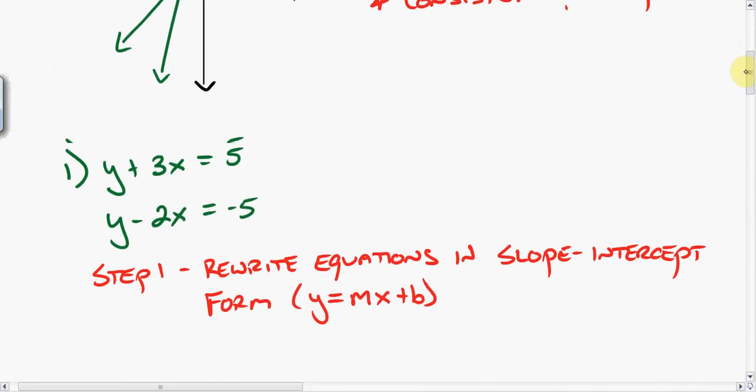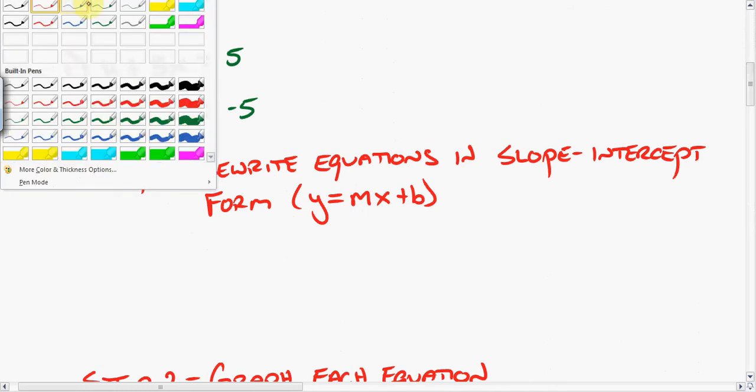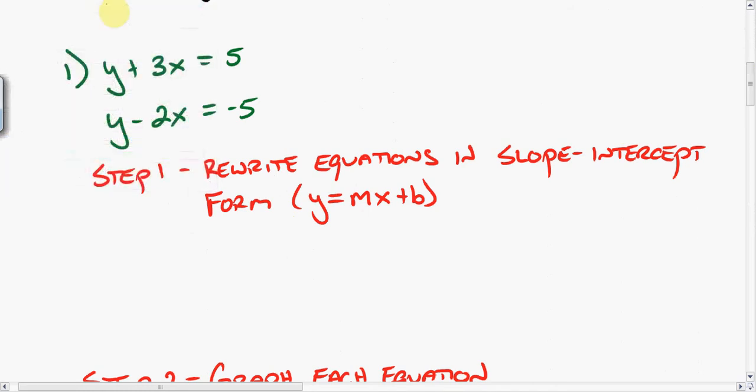So, let's look at our first problem. We see our system right here: a system of two linear equations, y plus 3x equals 5 and y minus 2x equals negative 5. The first step is we're going to want to make sure each of those equations is in slope-intercept form, which is y equals mx plus b. I'm going to go ahead and get green here, and we can see neither of our two equations are in that form, so we're going to have to rewrite both of them.